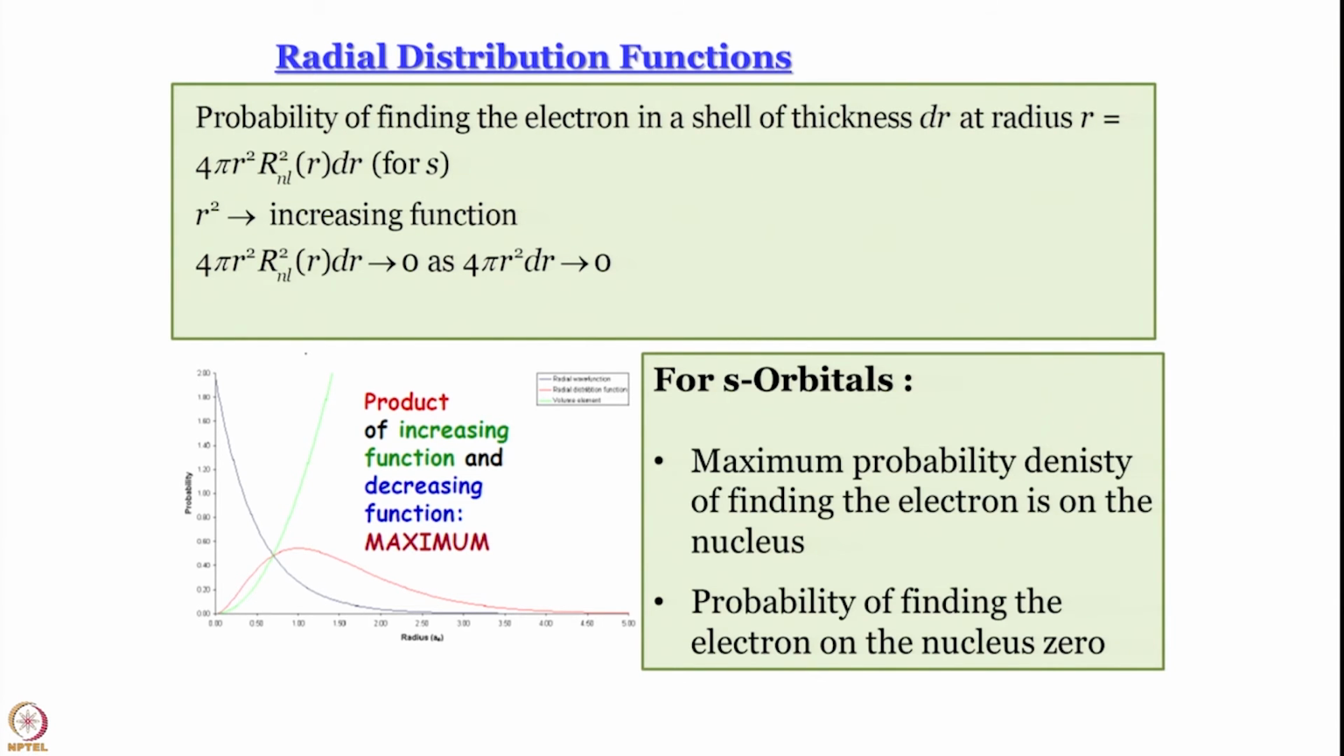So, for s orbitals, maximum probability density of finding the electron is on the nucleus, no doubt, but probability of finding the electron on the nucleus is actually 0. Why? Because the volume of that element is actually equal to 0. So, it does not matter how high the value of psi star psi is for r equal to 0. This is what gives an answer to the apparently problematic question of why it is that the s electron does not reside at the nucleus most of the time.